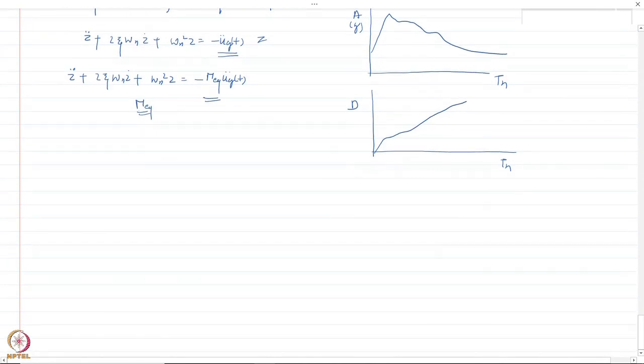For this case, the peak generalized displacement can be written as z naught equal to gamma equivalent times d, where d is the peak deformation. If you write d as the pseudo acceleration divided by omega n square, this can be written as a divided by omega n square.